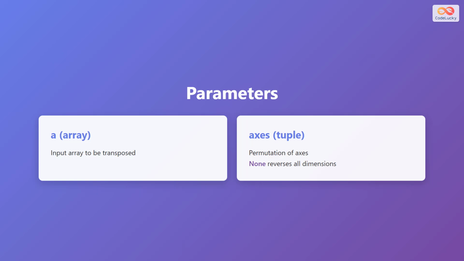The transpose function has two main parameters. The first parameter, a, is the input array that you want to transpose. The second parameter, axes, is a tuple that specifies the permutation of axes. When axes is set to None, which is the default behavior, the function reverses all dimensions of the array.